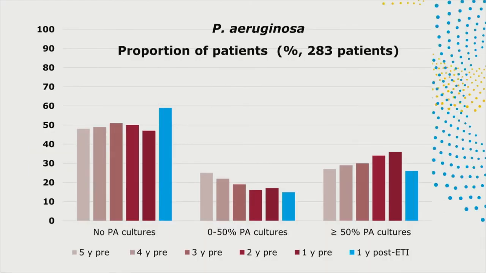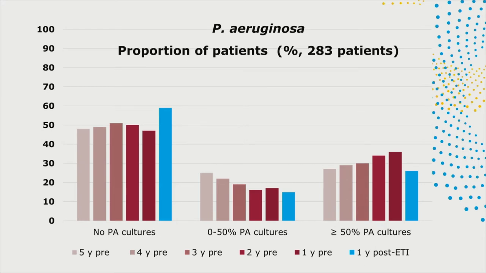This is data on patient level. We have looked into the proportion of patients in the different culture groups, which means that we have looked into the percentage of positive cultures that the patients have in the follow-up year for the specific pathogen. So we can see that the proportion of patients with no Pseudomonas cultures at all goes significantly up in the year after ETI therapy initiation.